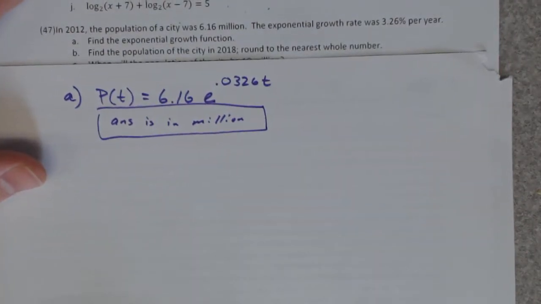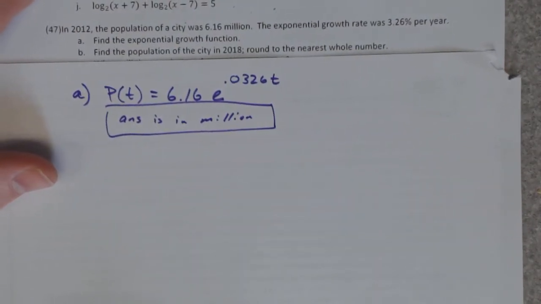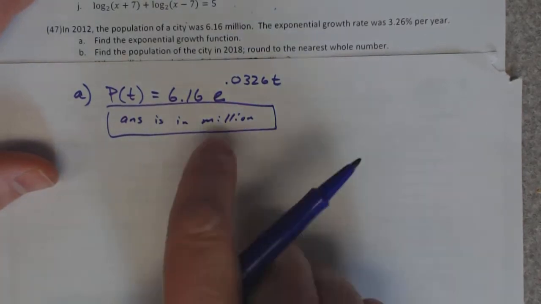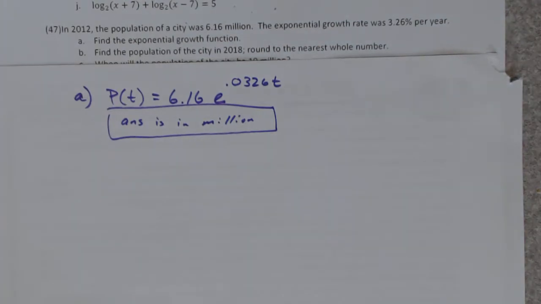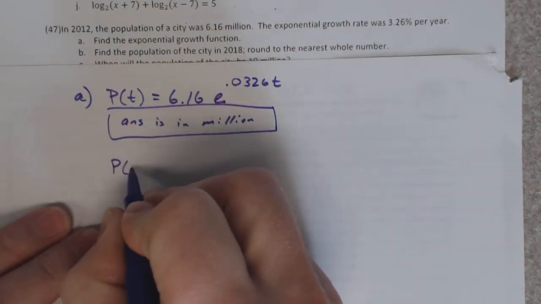Part B, find the population of the city in 2018, rounded to the nearest whole number. So 2018 versus 2012, that'd be what, 6 years? So let's find P of 6 then.